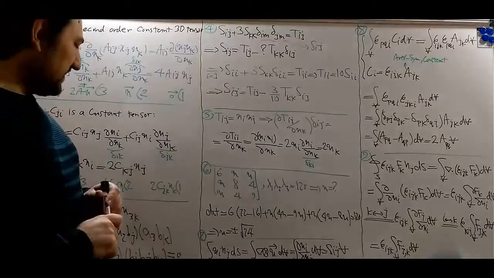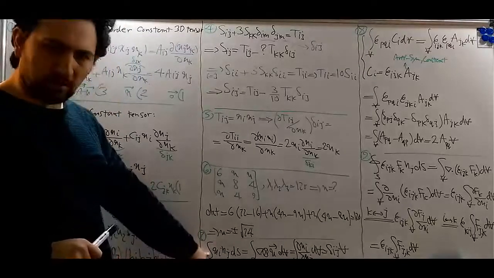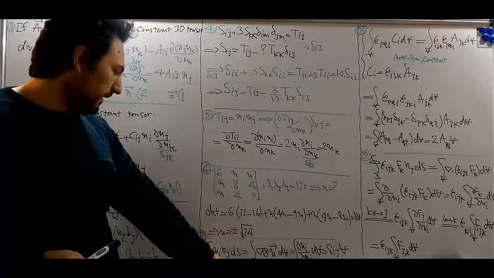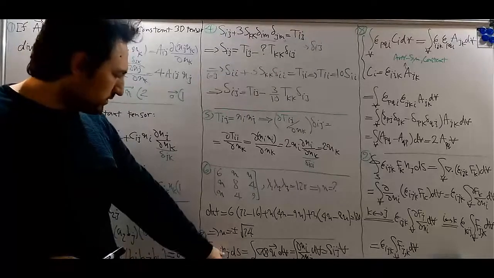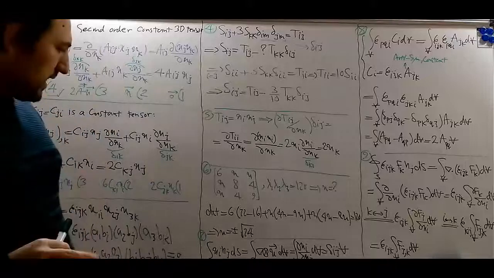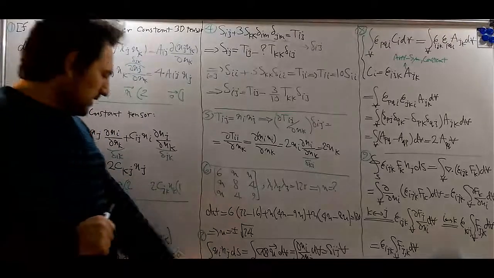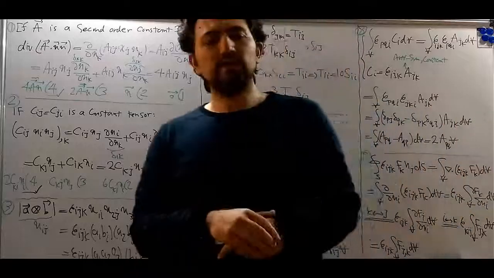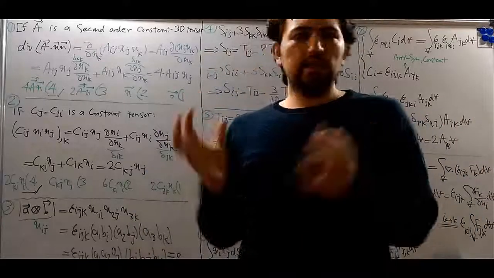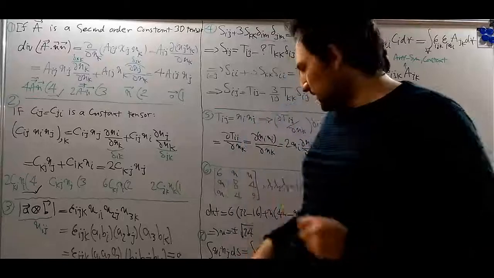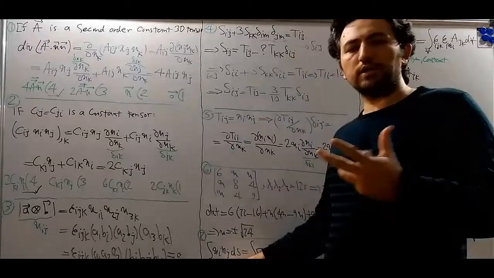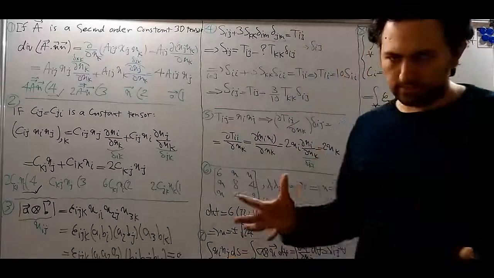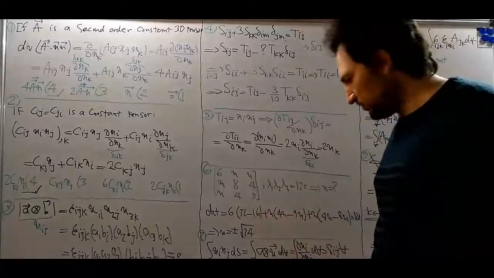The next question: what is the result of the integral of x sub i times n sub j ds? And S is a closed surface surrounding a volume, and n is the normal outward unit vector of that surface. What is the result of this integral?